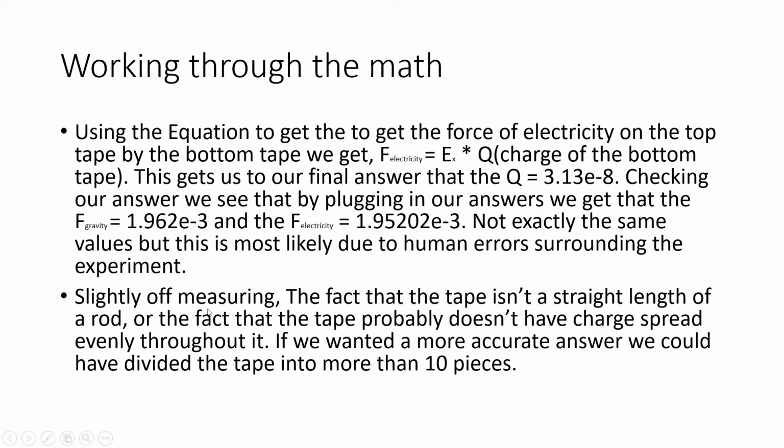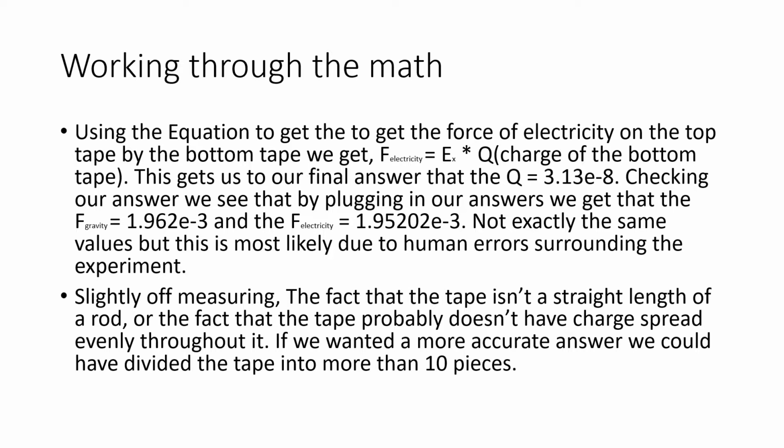We're now working through the math. We use the equation force is equal to Ex times Q to get our final answer, which was Q equals 1.13 e to the negative 8th. Checking this by plugging it back in, we get the force of gravity is 1.962 e to the negative 3rd, and the force of electricity is 1.95. Now, they're not exactly the same, but this is most likely due to human error.